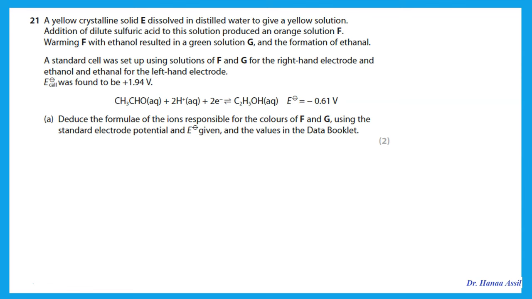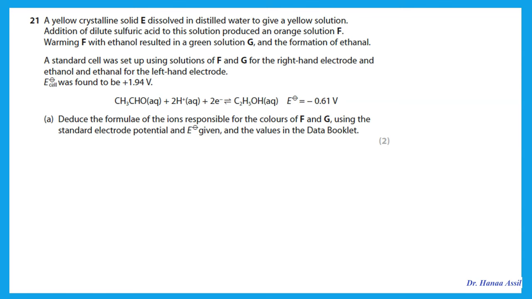A yellow crystalline solid E dissolved in distilled water to give a yellow solution. So E is yellow and it gave a yellow solution. Addition of dilute sulfuric acid produced an orange solution. Warming of that orange solution with ethanol resulted in a green solution and formation of ethanal. A standard cell was set up using solutions of F and G for the right-hand electrode and ethanal and ethanol for the left-hand electrode. The E cell for that was found to be plus 1.97. We are given the equation for ethanol going to ethanal.